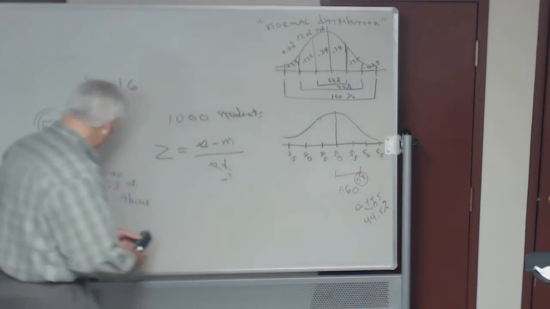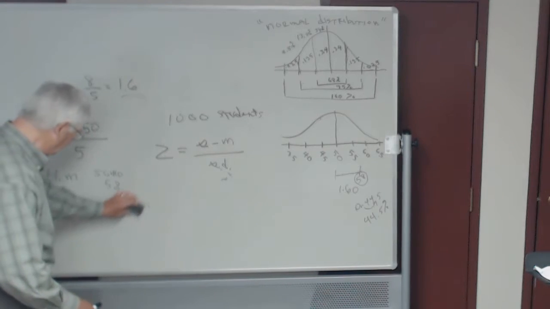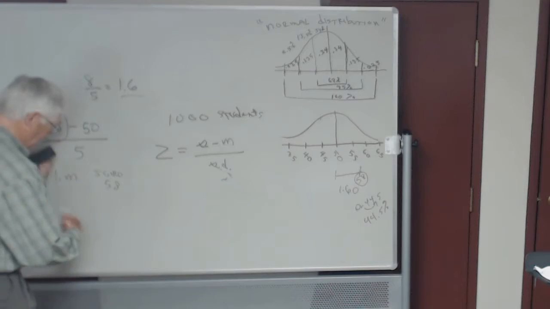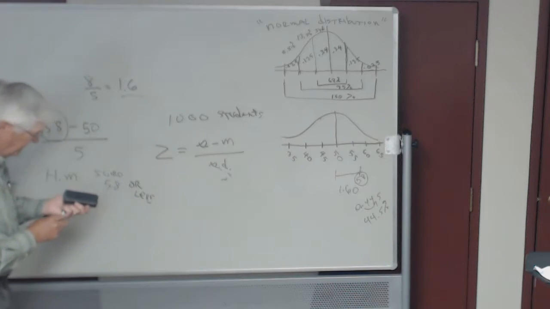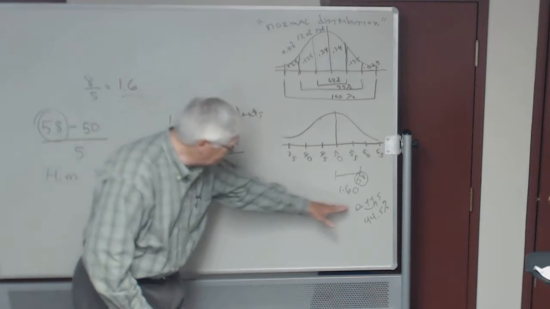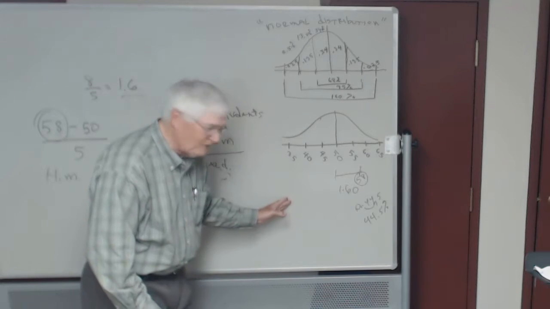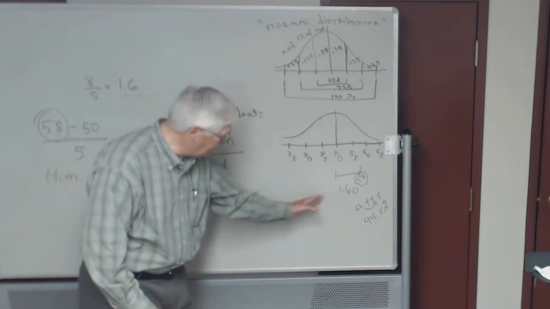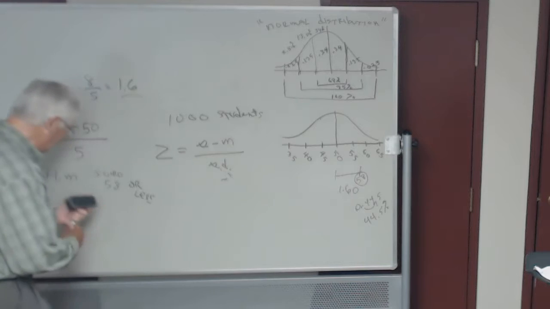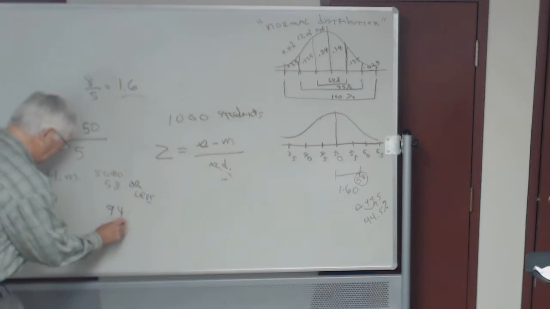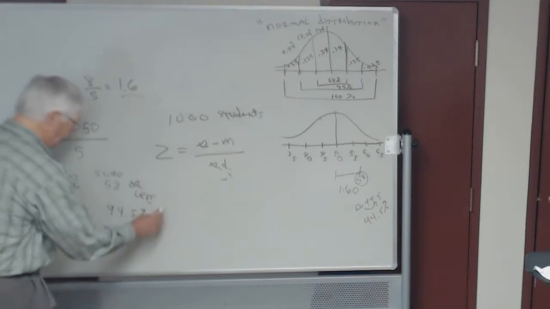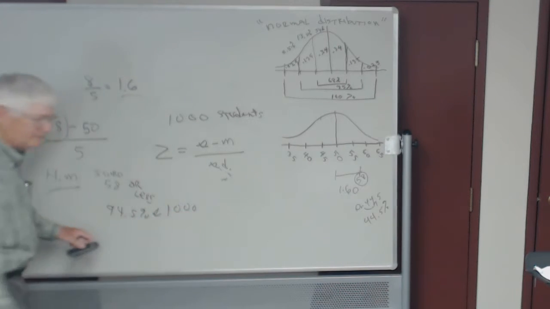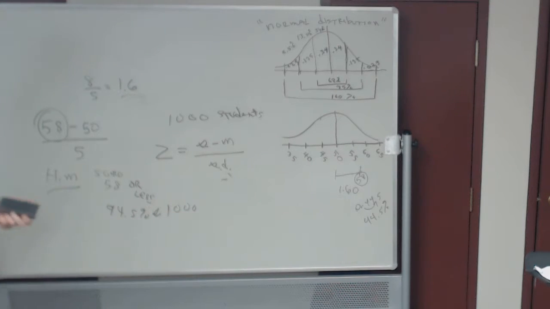If I said how many scored 58 or less, then that would be this 44% plus this 50%. So that would be 94.5%. And when I say how many of the 1,000 students who took the test. Now, they're not asking us that, are they?